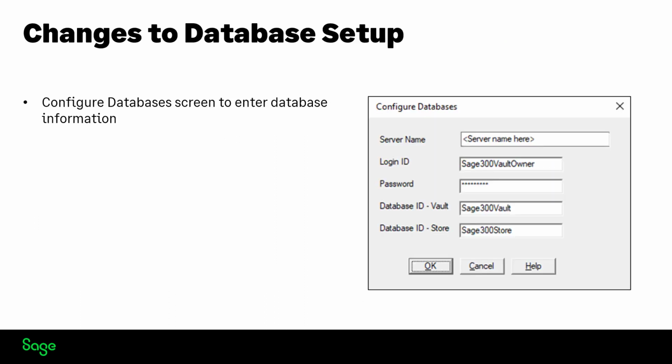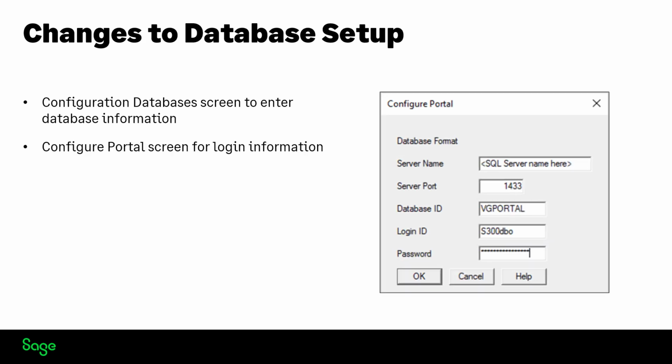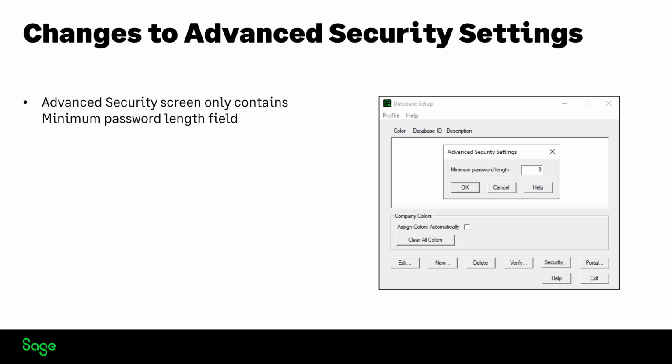Running the Sage 300 database setup screen from the server after the update will display the Configure Databases screen where you will enter the new database information. Once that is complete, the Configuration Portal database screen will require you to fill in the login information. Before running the database setup screen, make sure to back up the site folder in the Sage 300 Installations Shared Data folder. The Advanced Security Settings screen now only contains a minimum password length field.